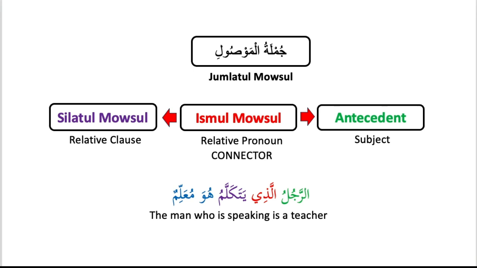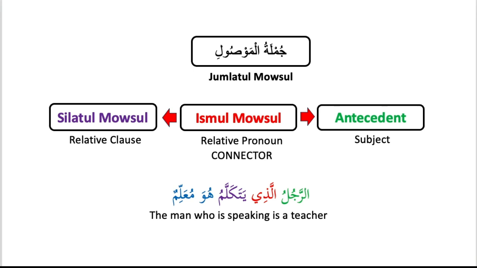So ar-rajulu alladhi yatakallamu wa huwa muallimun. The man who is speaking is a teacher. So ar-rajulu, the man, is the antecedent. Allazi, the one who, is Ismul Mowsul, and allazi is connecting ar-rajulu, the antecedent, the subject, to yatakallamu. Yatakallamu is the additional information about the subject ar-rajulu. Yatakallamu is the Silatul Mowsul. Allazi is connecting yatakallamu with ar-rajulu.